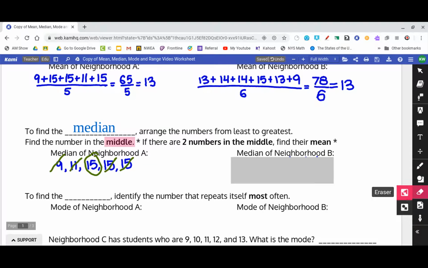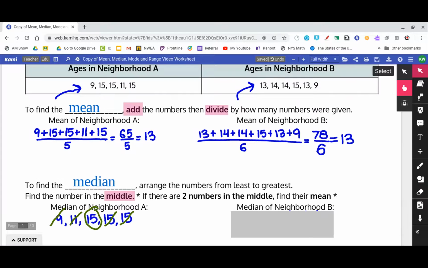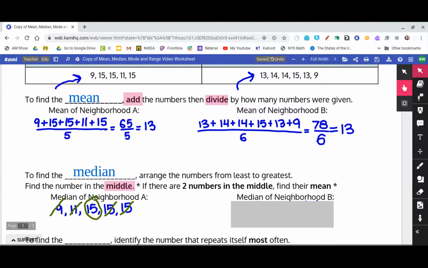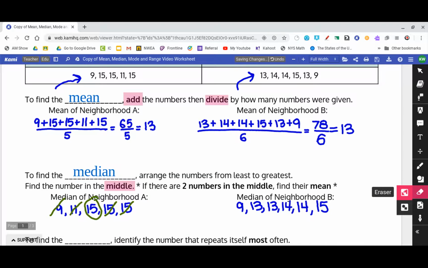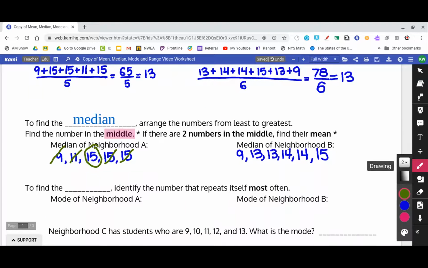All right, let's do the same thing for neighborhood B. Again, I don't want to start crossing these numbers off in the table to find the one in the middle. I want to put the numbers in order first from least to greatest. So 9, 13, 13, 14, 14, 15. And then I want to cross off the numbers on either side until I reach the number in the middle.